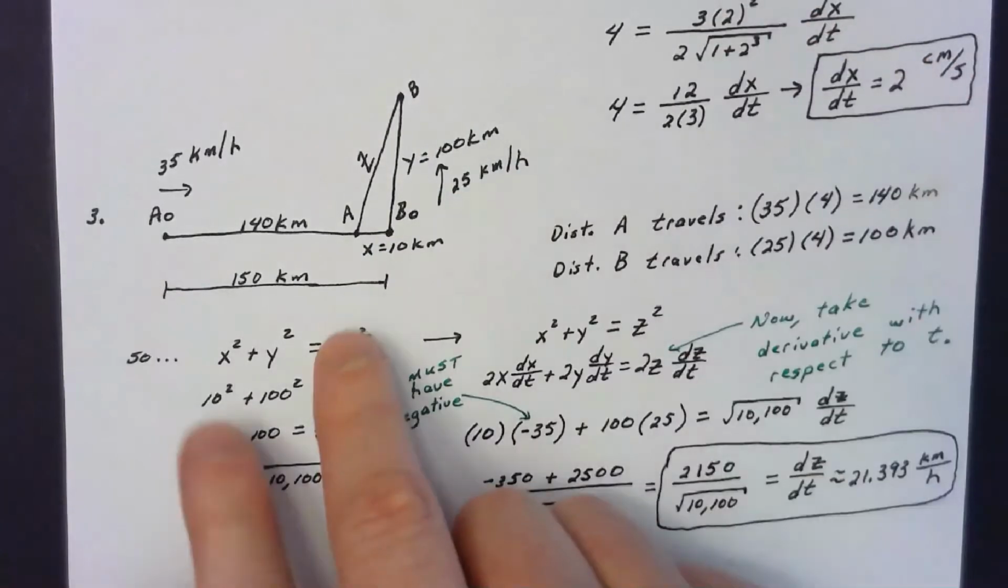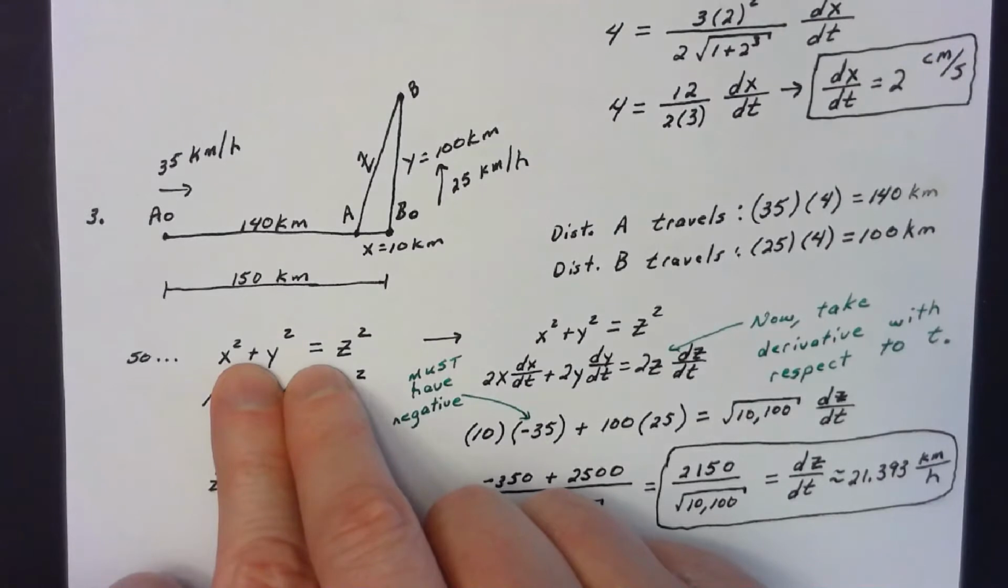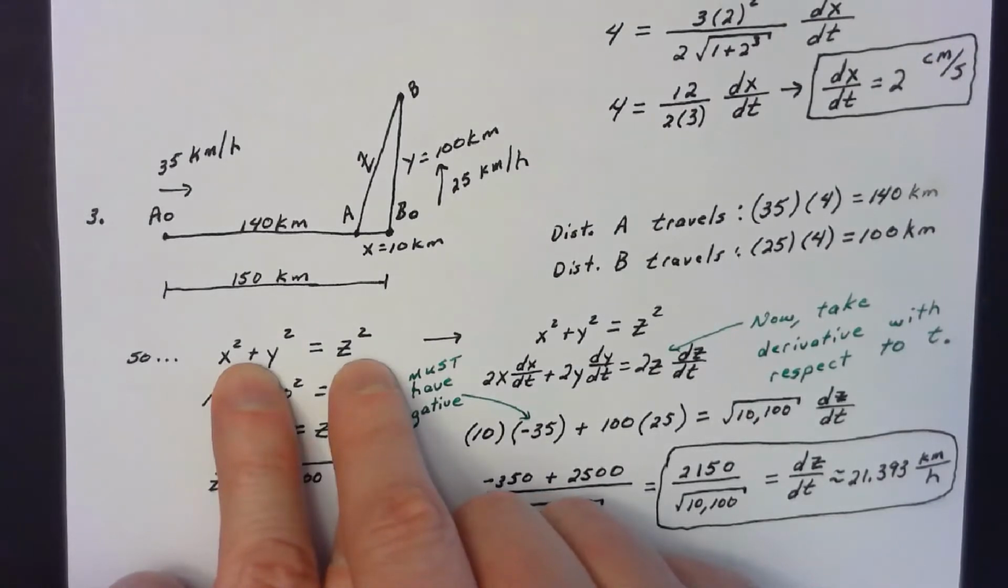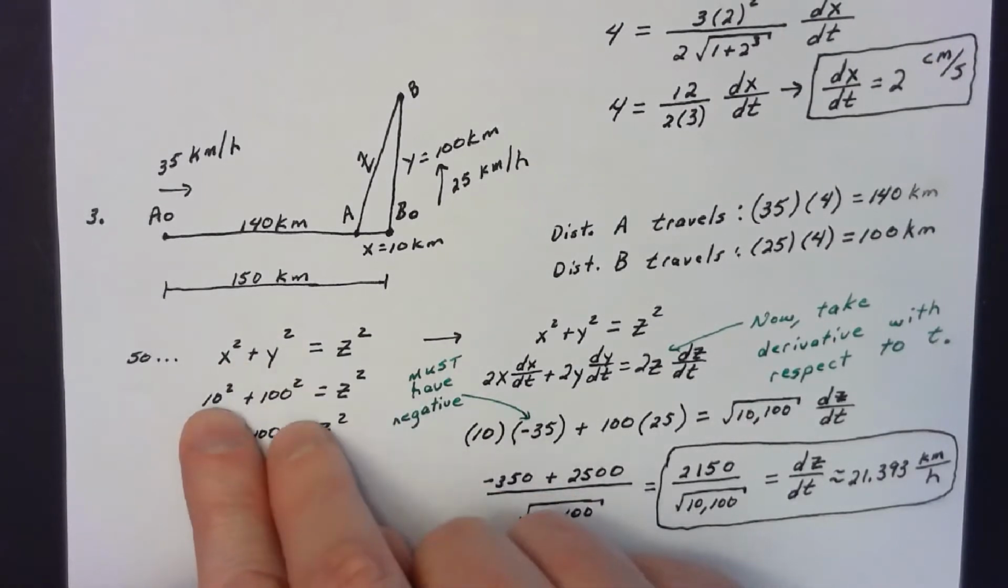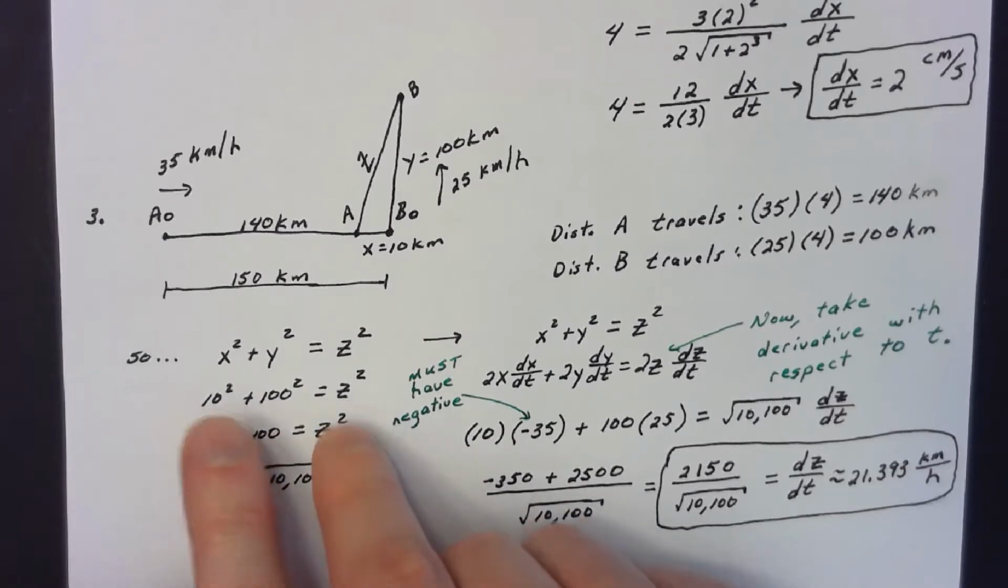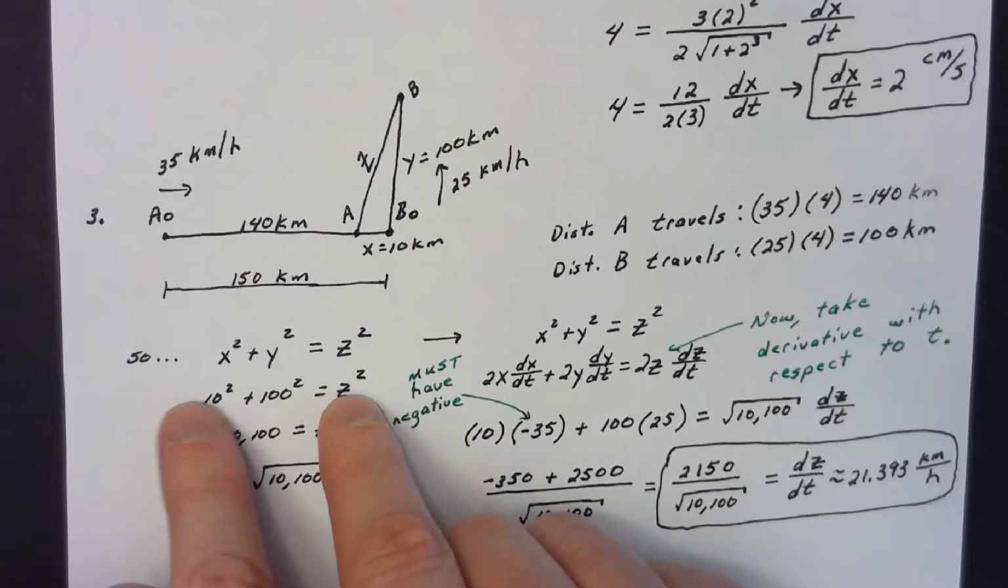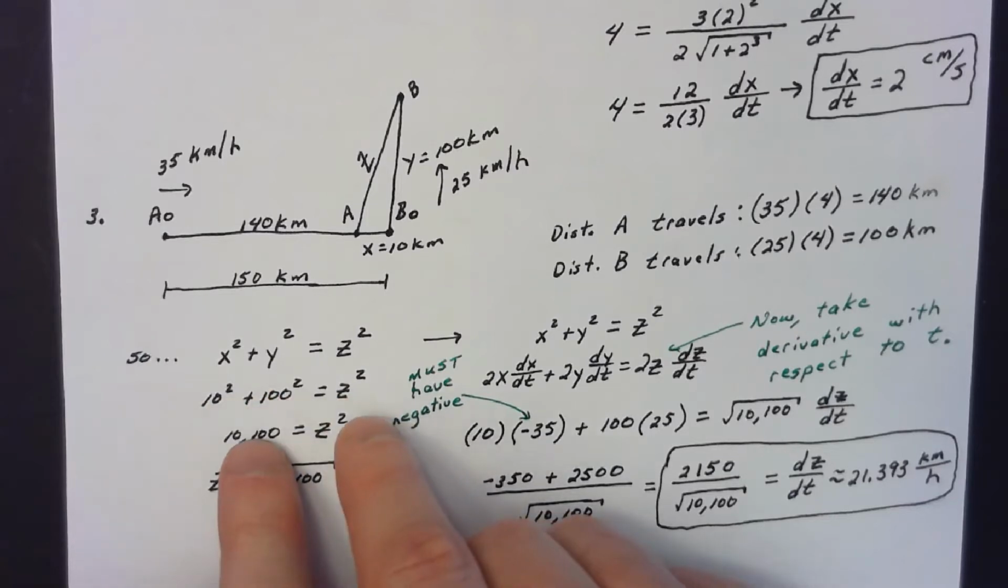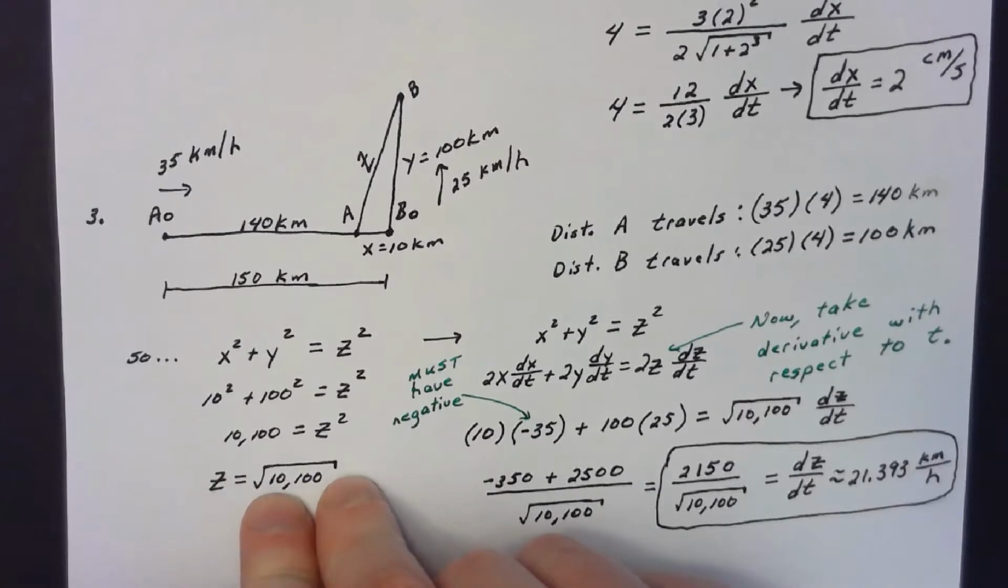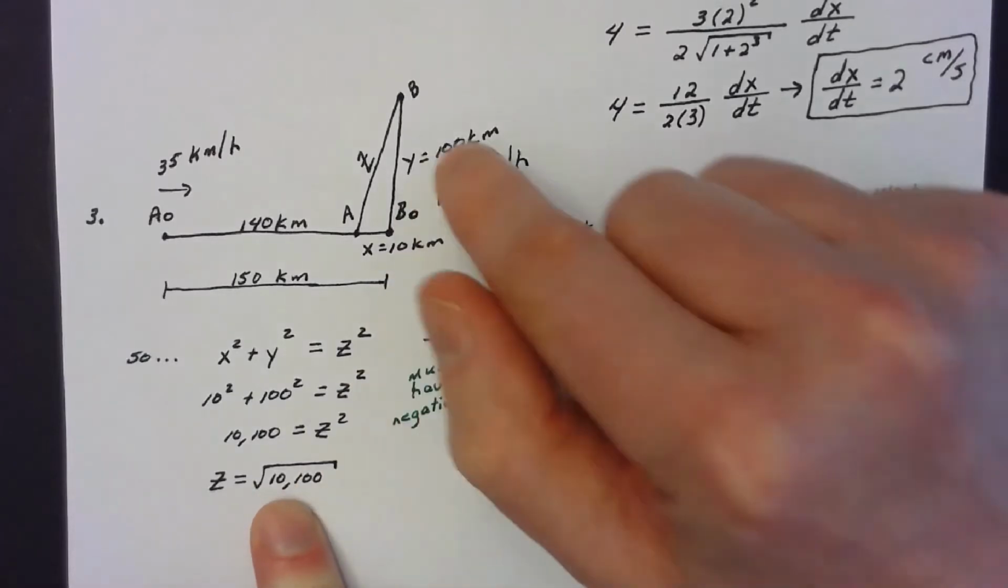So I can easily say, well, Pythagorean Theorem, x squared plus y squared is equal to z squared. I know x squared and y squared here. So I went ahead and solved for what z is equal to. That's going to be 100 plus 10,000. Z squared is 10,100. Well, I would rather keep that exact and say z is just the square root of 10,100. Now, here's the thing.